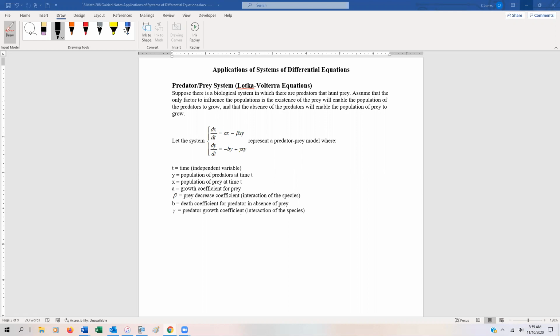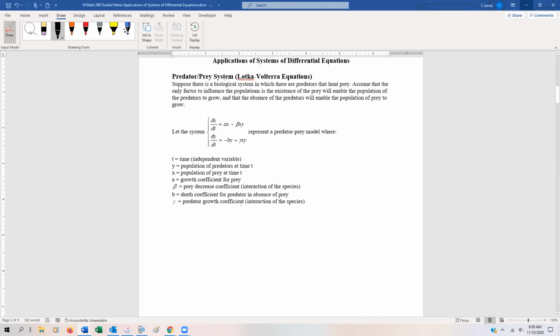A Lotka-Volterra equation has the form dx/dt = ax - βxy, and then a second equation in the system, dy/dt = -by + γxy. x is going to represent the population of the prey, and y the population of the predators. These are the change in the prey and the change in the predators.